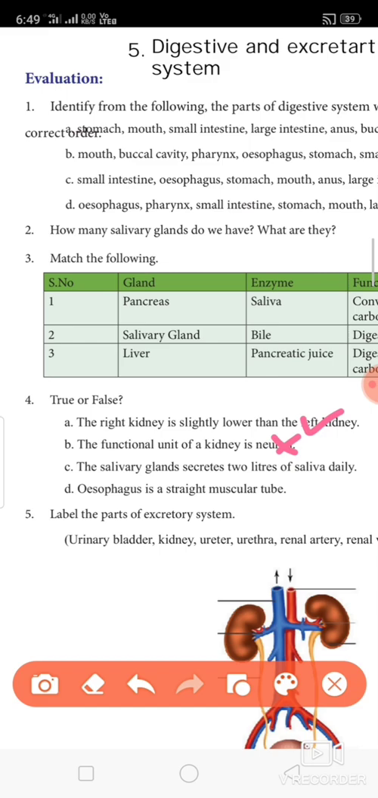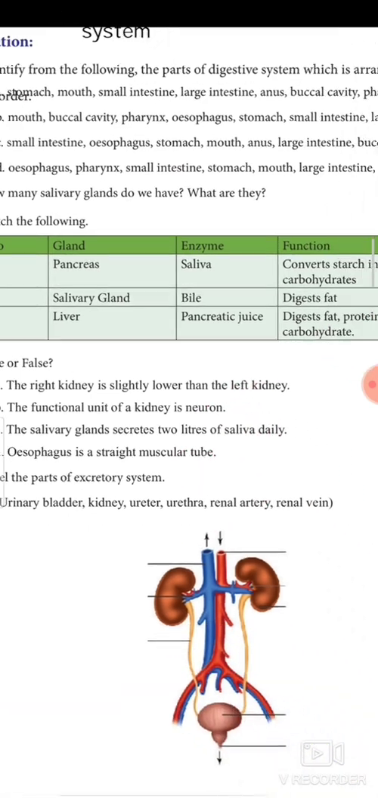The salivary gland secretes 2 liters of saliva daily. It is a false statement. Esophagus is a straight muscular tube. It is a true statement. Next we need to label the parts.